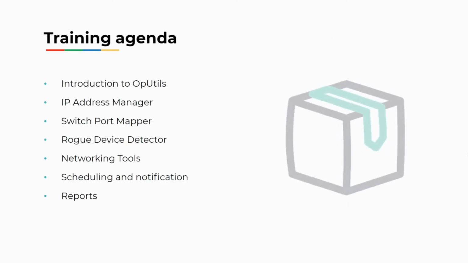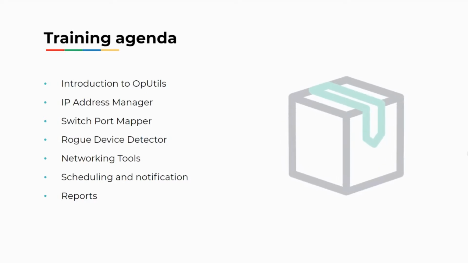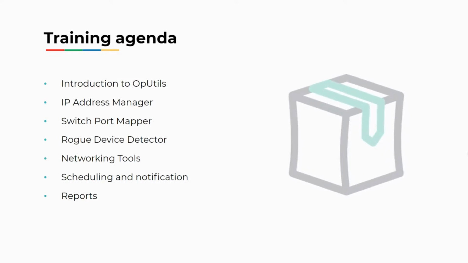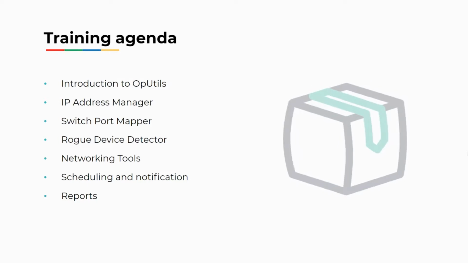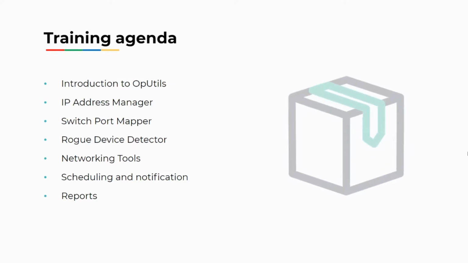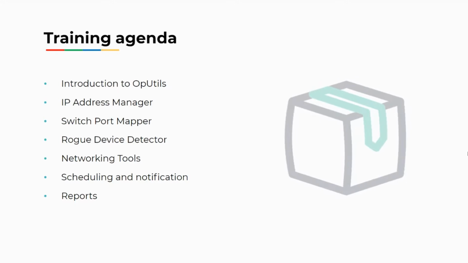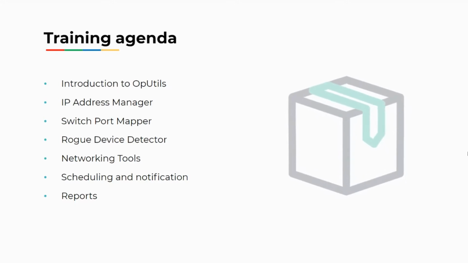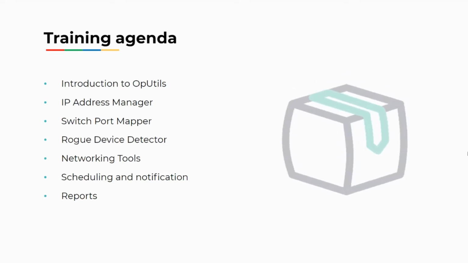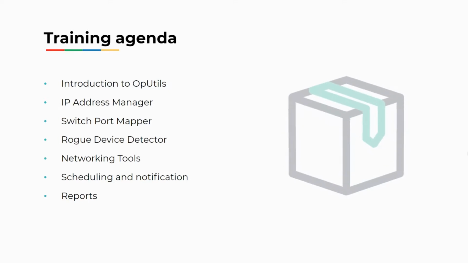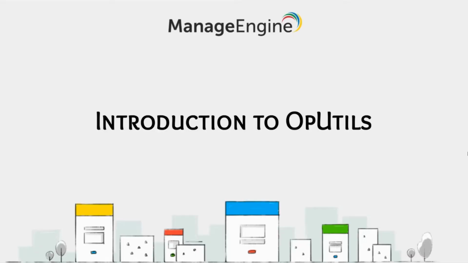And we'll be starting our day with an introduction to OpUtils, where we'll see what OpUtils is, how OpUtils can help your network, and what the prerequisites are if you want to deploy OpUtils in your network. And then we'll be looking in detail at the various capabilities of OpUtils, such as the IP address manager, switchboard mapper, rogue device detector, the networking tools, scheduling, notification, and the various reports available with OpUtils. So let's start with our introduction to OpUtils.